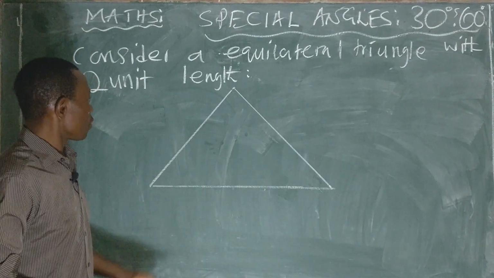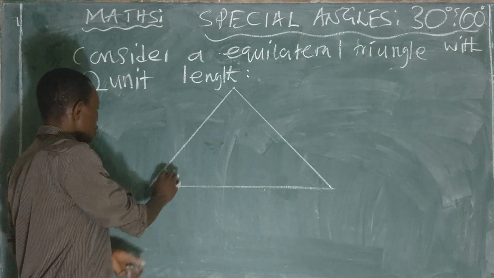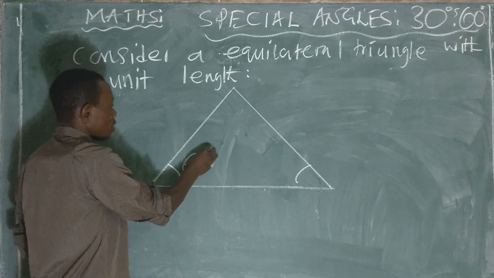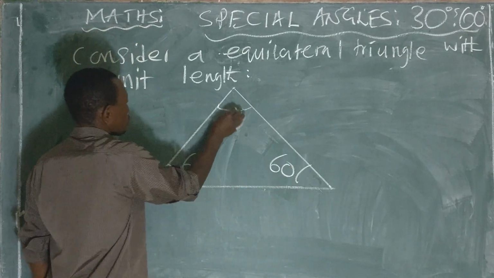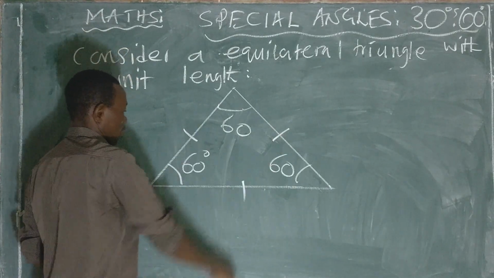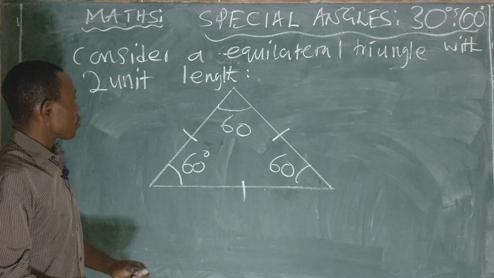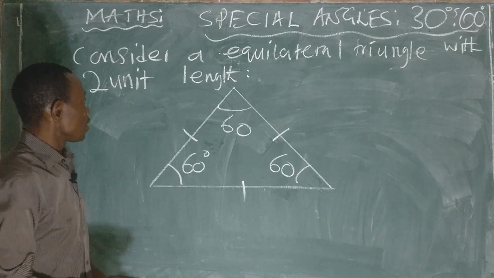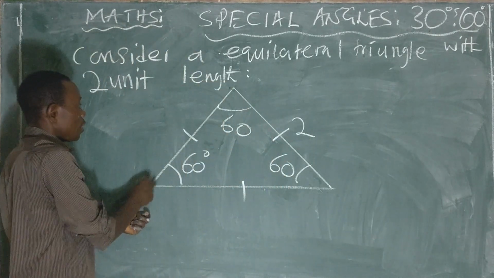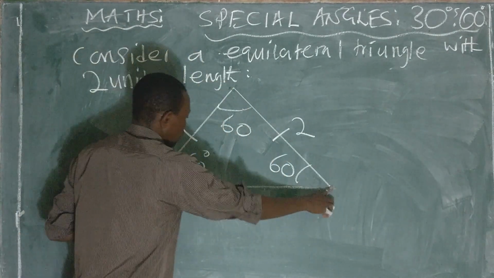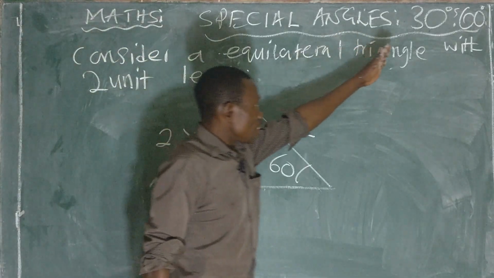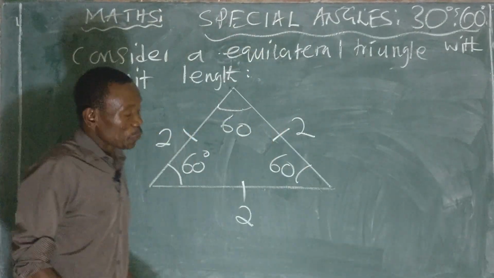So here I have my equilateral triangle, and all the angles inside here must be 60 degrees. So this is 60, this one is 60, this also is 60 degrees, while all sides here are equal like this. So if we are considering 2 unit length, we should expect the distance from here up to that to be 2. Distance from here up to that is also 2. And then from here up to that is also 2 as such.